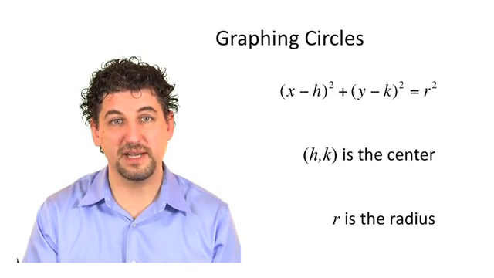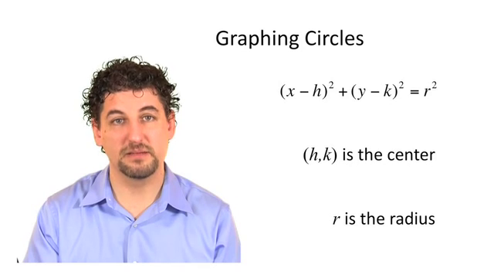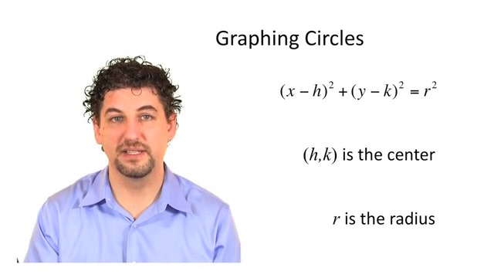So if r squared was 25, then you know that the radius is 5, because the square root of 25 is 5.